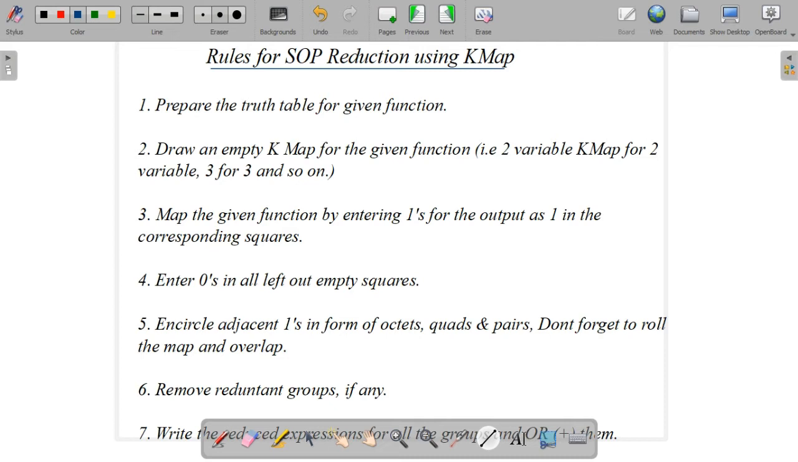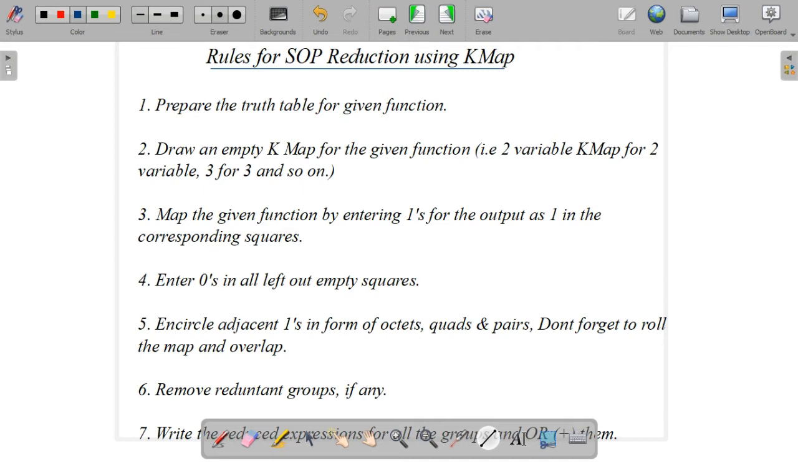Here are the steps. First, prepare the truth table for the given function. Given function means, for example, if you get a question like reduce f of abcd equal to sigma of some values, that is the given function. Then draw an empty K-map for the given function. If the question has 2 variables, draw a 2 variable K-map, for 3 variables draw a 3 variable K-map, and if it has 4 variables, draw a 4 variable K-map.